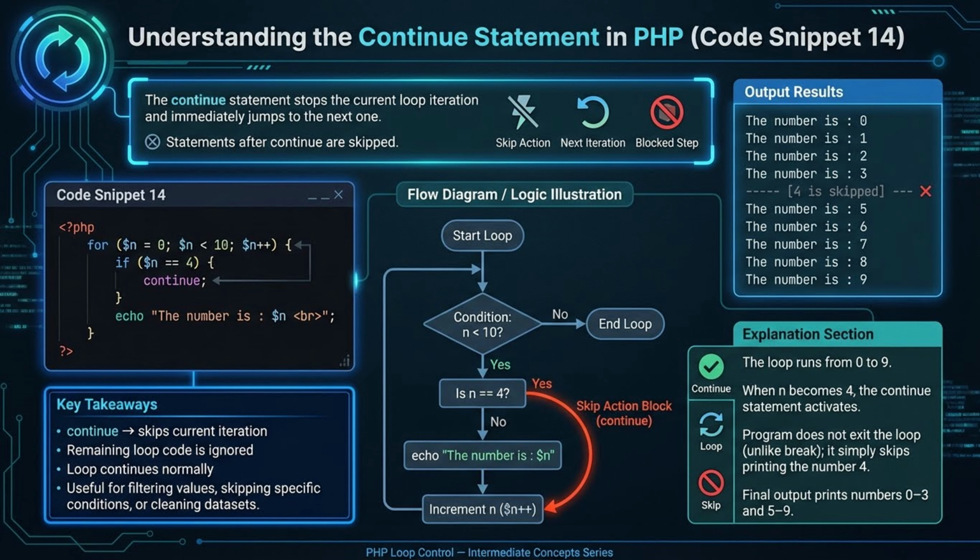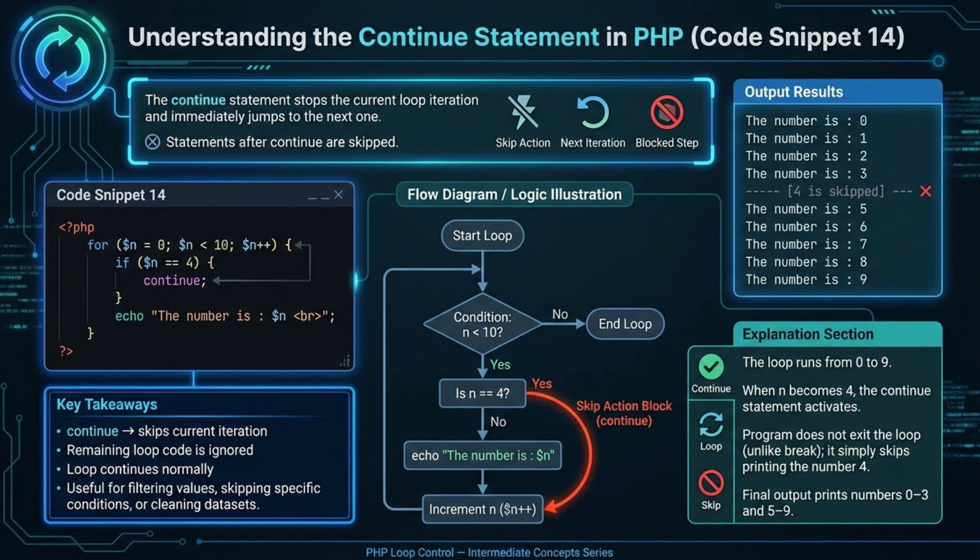In the given code snippet, the loop starts at n equals 0 and continues up to n less than 10. During every iteration, the program checks whether n is equal to 4. When n becomes 4, the condition is true, so the continue statement activates. At this exact moment, PHP skips the echo line that would normally print the number. As a result, "number is 4" is never displayed.